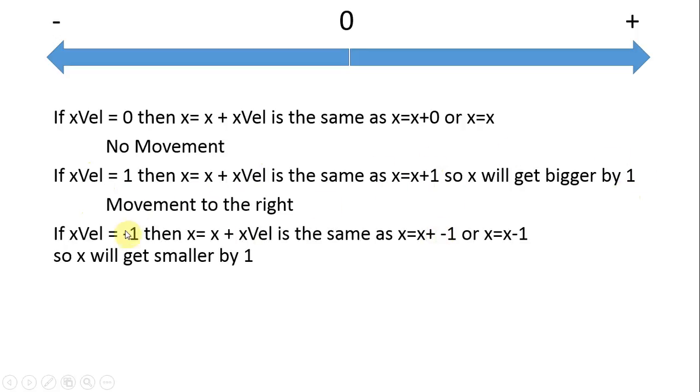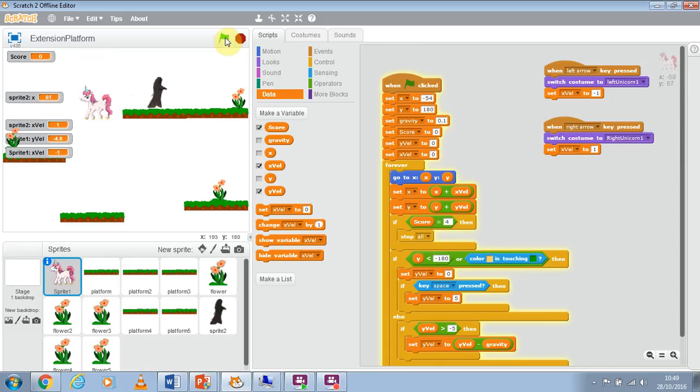And subsequently, if I make it -1, then x equals x plus -1, or simply put, x equals x minus 1. It's going to get smaller by 1, so we're going to get movement to the left. So if I want to go left, I can go left. If I want to go right, I can go right. Now, the difference is I've let go of the keyboard and it's still moving. In fact, I can't even get it to stop. Whoops. So this isn't good enough.